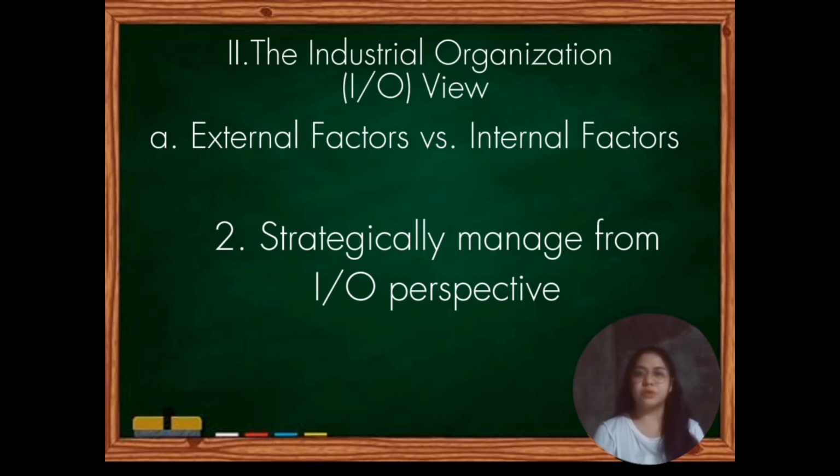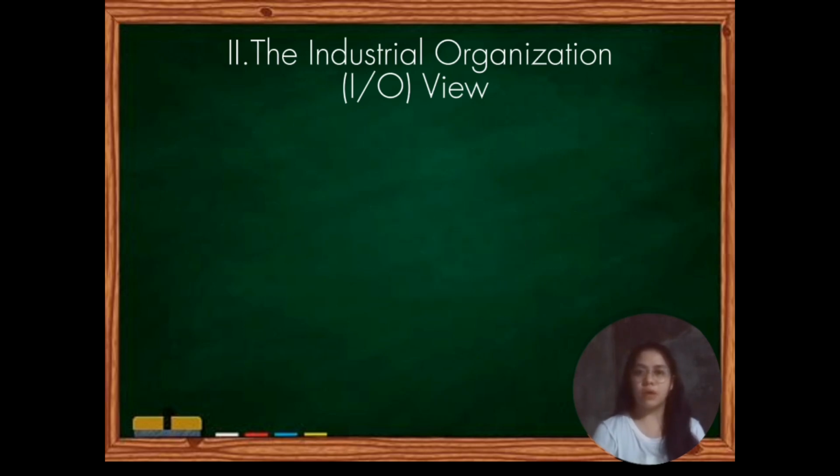Strategically managed from the IO perspective. IO perspective, or industrial organization perspective, is a field in economics. It studies the structure of firms and the markets where firms compete against one another. Understanding this concept is vital for firms in setting the right strategic direction to compete in an attractive industry, avoid weak and faltering industries, and gain full understanding of key external factor relationships.